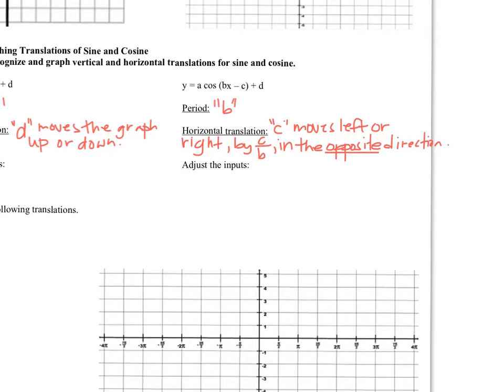What I mean by that is if c is negative in the parenthesis, if it's subtraction, you're actually going to move the graph to the right. If it's addition in the parenthesis, you're going to move the graph to the left. So that'll be a little bit different to determine other than that d value. Let's see how this actually affects our outputs and our inputs.